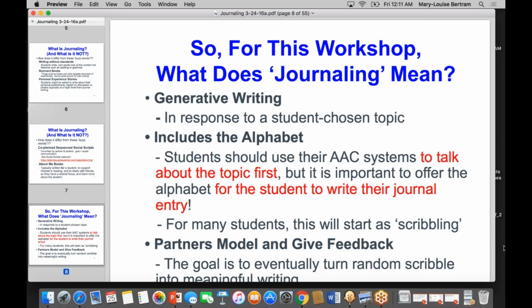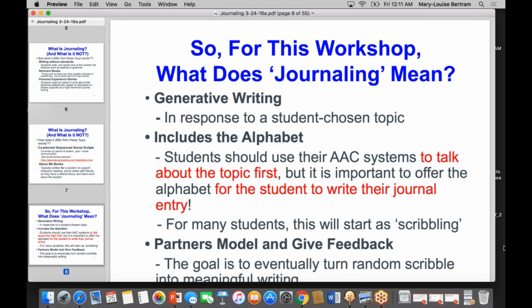It always includes the alphabet. We have to remember that the students are going to be using their AAC systems to talk about the topic first, to talk about what they're going to write, to get those creative juices flowing. But it's important to offer the alphabet for the student to write. So we really want to hit home that we're using our AAC to talk about what we're going to write about, but our actual writing is coming from the alphabet.